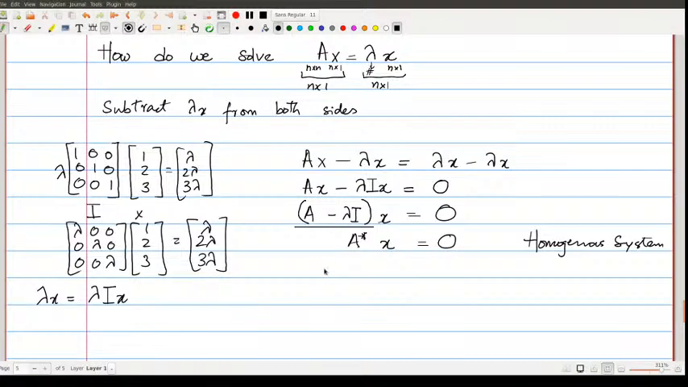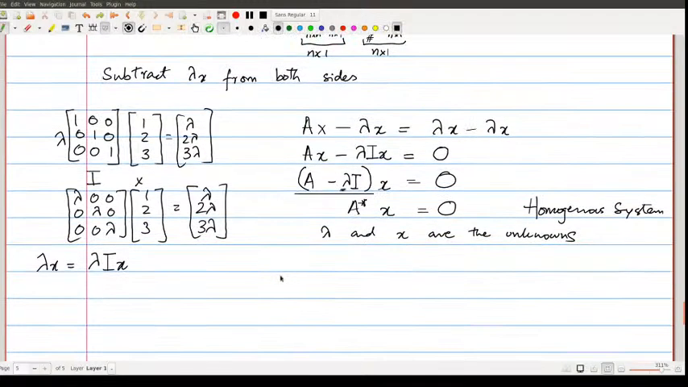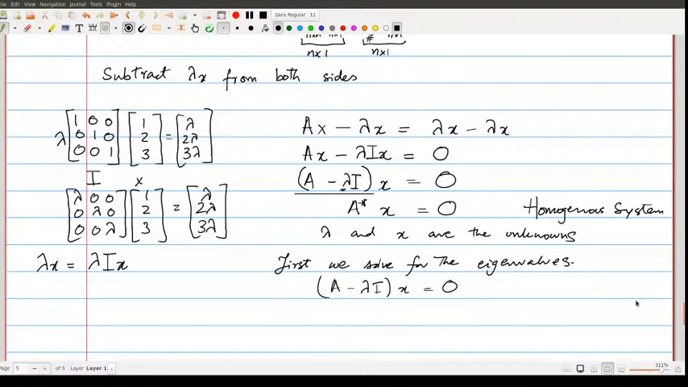Because remember that lambda and x are the unknowns now, because we don't know the eigenvalues and we don't know the eigenvectors. So lambda is something that we first need to find. So the first step is to solve, let's just keep that, first we solve for the eigenvalues. Okay, so we're trying to solve A minus lambda I x equals 0.